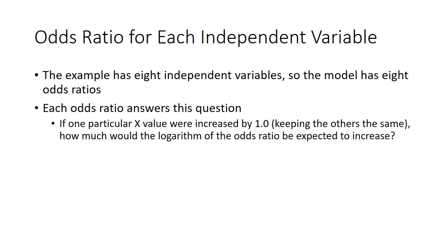And so they made an odds ratio for each independent variable to see what effect that would have on our dependent variable. The example we have has 8 independent variables, so the model has basically 8 different odds ratios that end up getting reported. Each odds ratio basically answers the question: if one particular x value were increased by 1, meaning you keep the others the same, how much would the logarithm of the odds ratio be expected to increase?